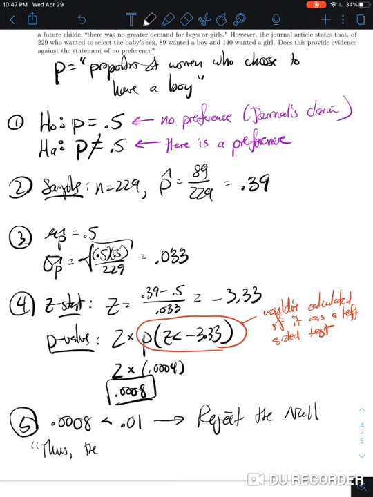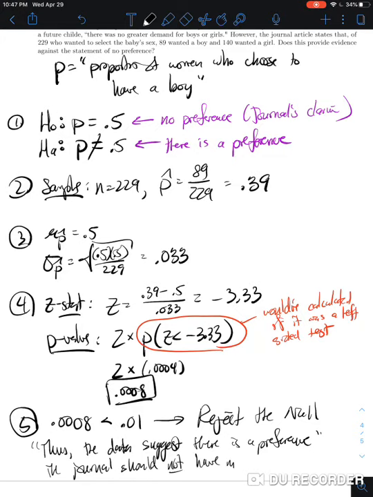Thus, the data suggest there is a preference. The journal should not have made this claim. The journal should not have said there is no preference, because the data definitely suggests otherwise. The null hypothesis is rejected, so the claim of no preference is rejected. All right, so the journal was wrong.